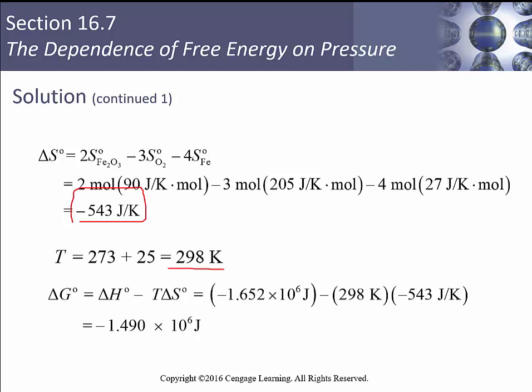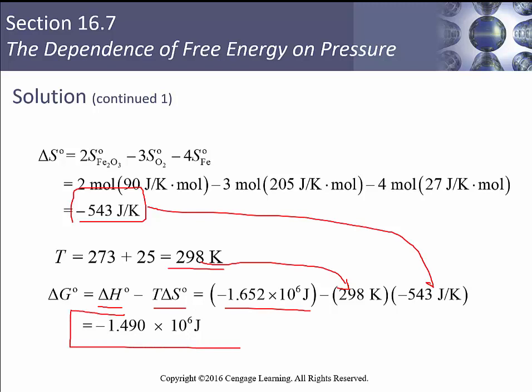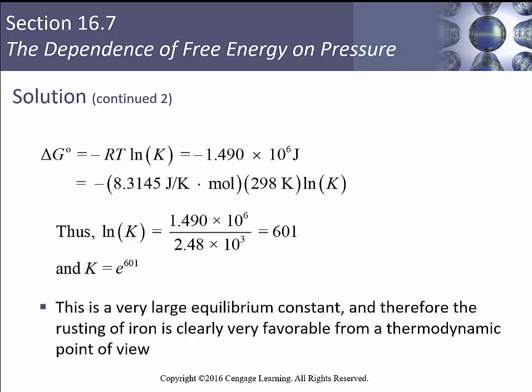So our delta G is going to be delta H minus T delta S. All right, we just got our temperature in Kelvin. We just got our delta S. We got our delta H from the other page. So our overall delta G is going to be minus 1.4 kilojoules or 1.5 kilojoules.